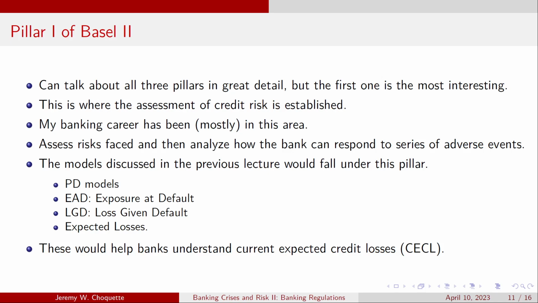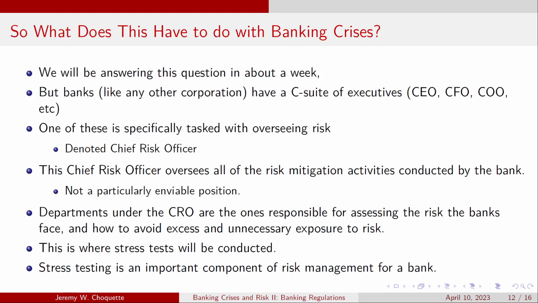Now, the models that we talked about in the last lecture would fall under this. So there's the probability of default models, there's the exposure at default, loss given default, expected losses, all that stuff, right? This is going to help banks understand what's known as a current expected credit loss, or CECL. And once this stuff is taken care of, let's not worry about that just yet.